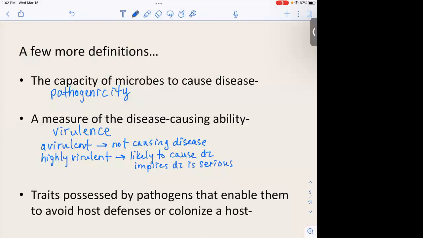Okay, so if something's highly virulent, not only is it likely to cause disease in a host, but that disease is likely to be very serious, meaning life-threatening. And that's not always the case, but we usually measure virulence based on case fatality ratio. So the more likely it is to kill you, the more highly virulent it is. And the traits that a pathogen has that allow it to establish an infection and cause disease in the host, we call those virulence factors.